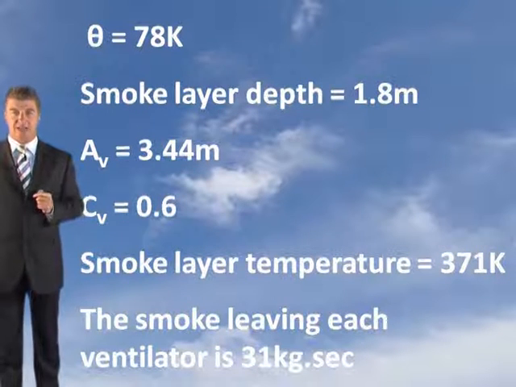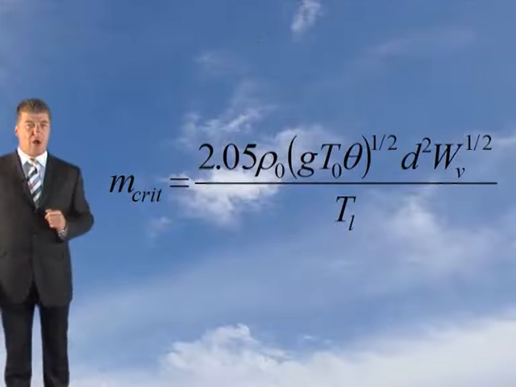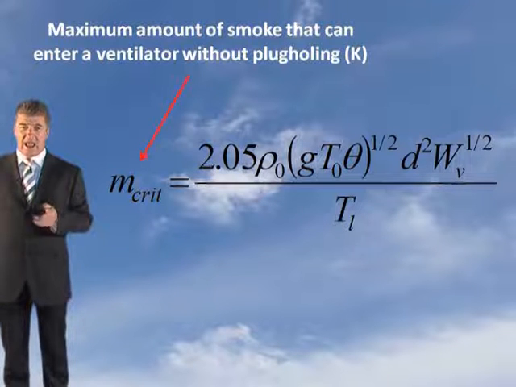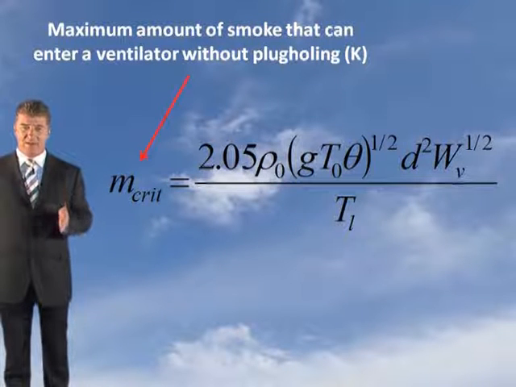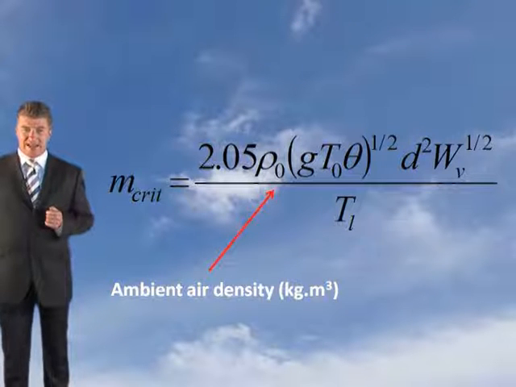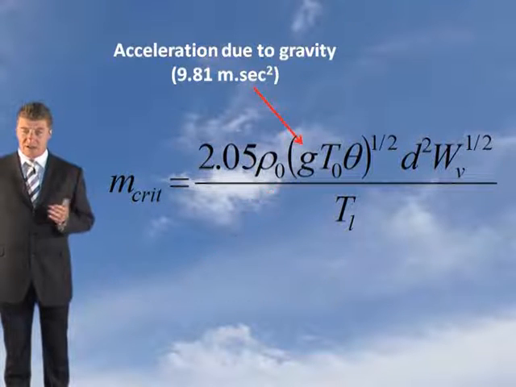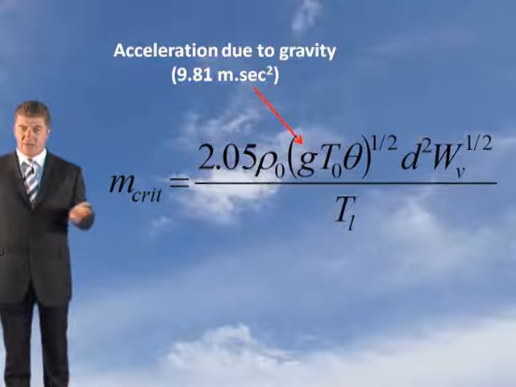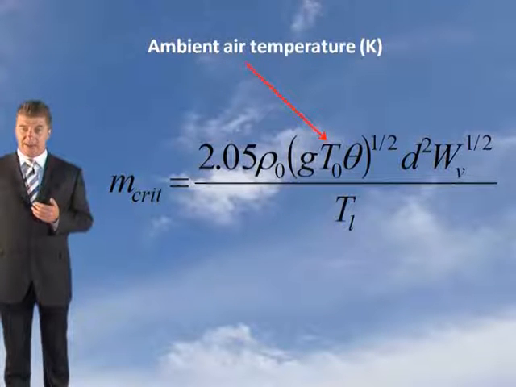31 kilograms a second. Now, as the ventilator is located more than 2 metres away from the edge of the reservoir, this is the formula you should be applying. Where mcrit is the maximum amount of smoke that can enter a ventilator without plug holing occurring. Rho 0 is your ambient air density. You've got your gravity, 9.81 metres a second squared. You've got T0, which is your ambient air temperature.